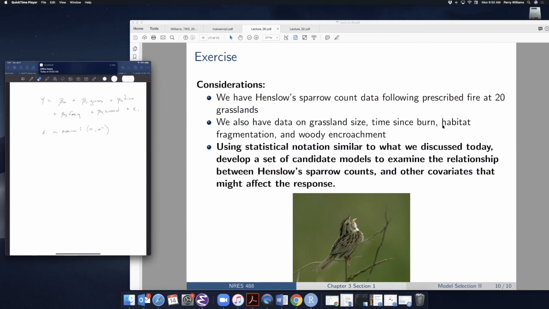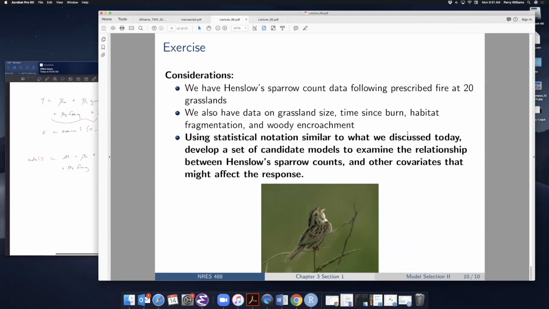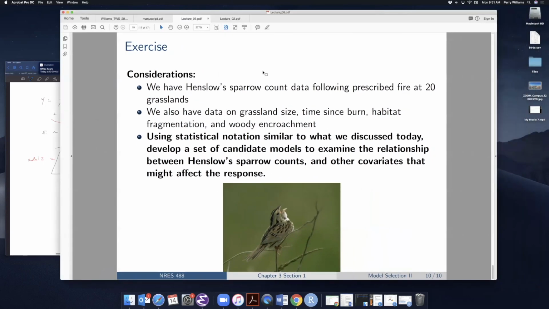let's call this mu, and this is model one. Our second model, we could say model two. Now maybe we don't think woody encroachment is so important. So we could say mu i equals beta zero plus beta one grass plus beta two time plus beta three frag, right? So now we have two models we can compare. And basically with these two models, we're saying, what's the importance of wood in this most complex model? I'm out of time now, but that's the idea. Now you can imagine how we go from this complex model and just develop different subsets for all of these different models, and develop, I think, 16 total different models to compare in our hypothesis.